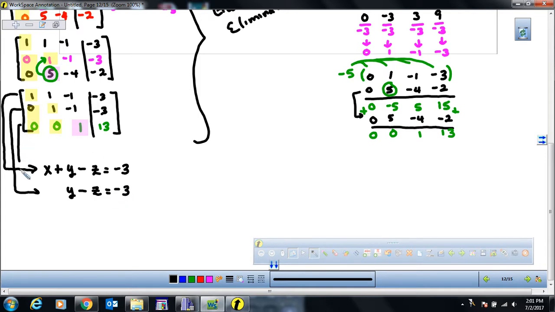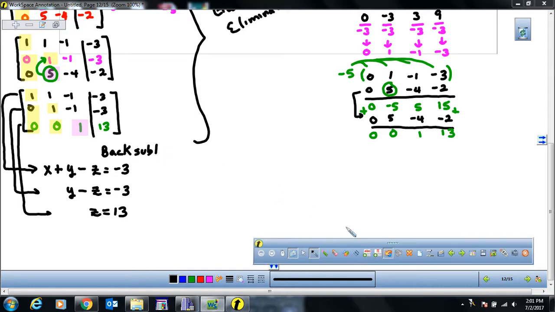And then we need to read back the third equation. What does the third equation tell us? 0x, 0y, so that means no x, no y, and 1z, which means just z, equals 13. So this is going to be called the back substitution. Now, what is the back substitution going to mean?